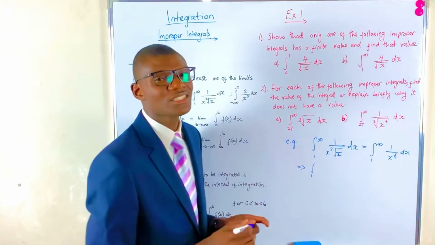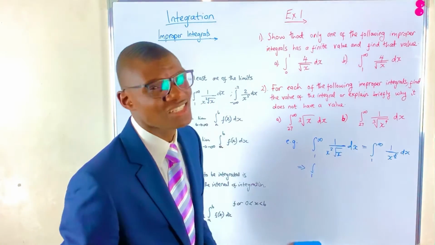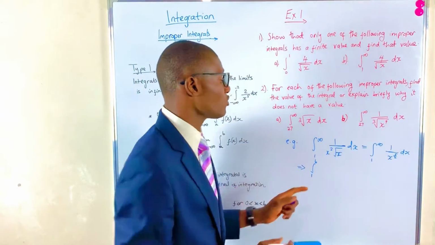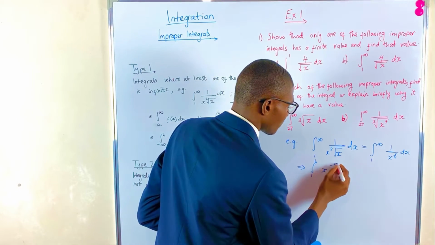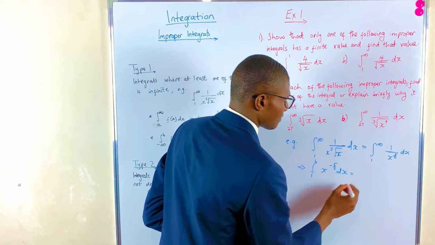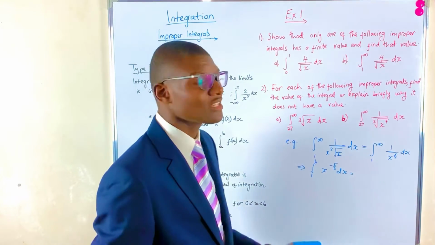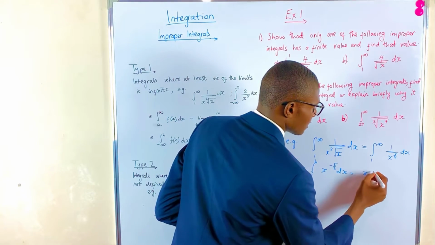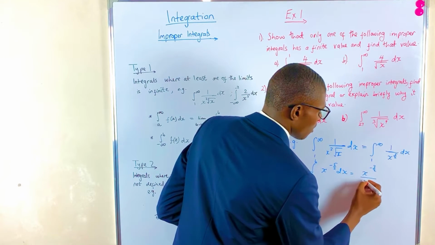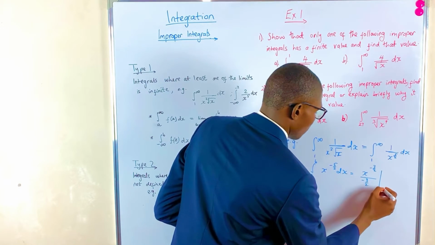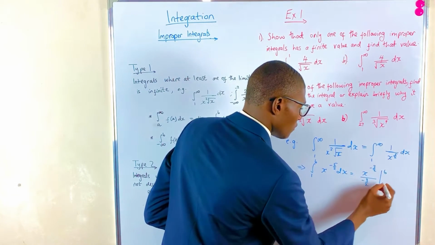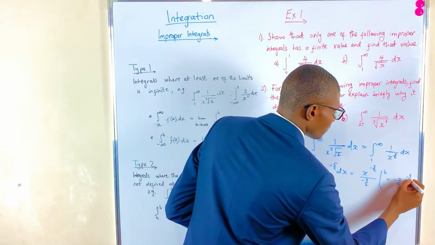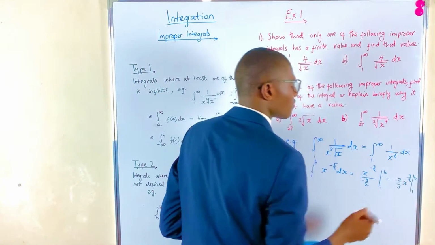Now let's represent this infinity by a letter. Let's just choose b. So from 1 to b, x to the power of minus 5 over 2 with respect to x. Now we integrate the normal way. We've got x to the power of minus 3 over 2 over minus 3 over 2 from 1 to b, which is the same as minus 2 over 3 x to the power of minus 3 over 2 with the limits from 1 to b.